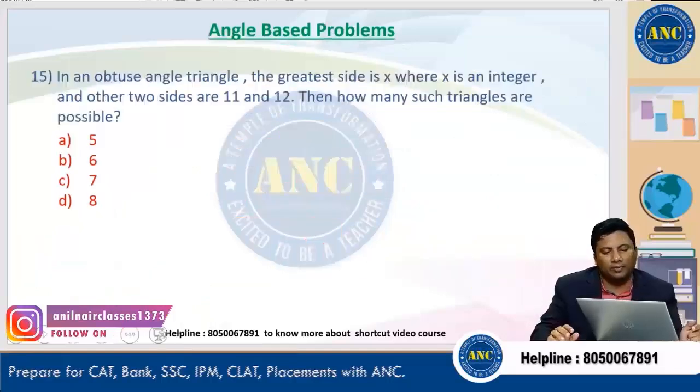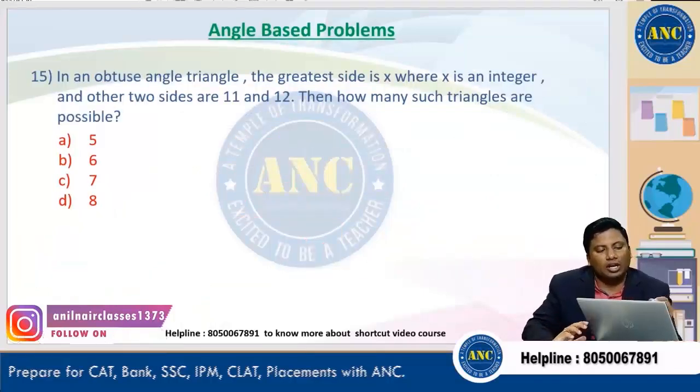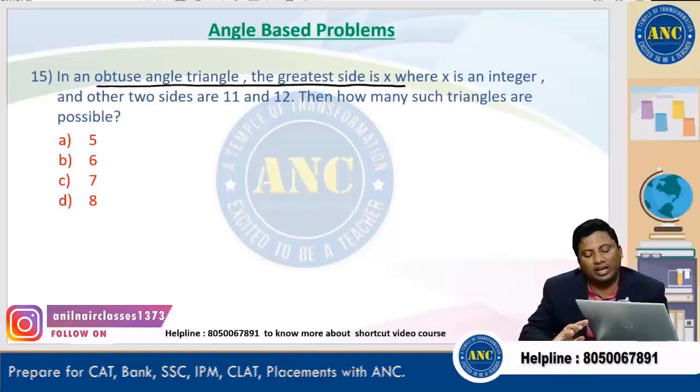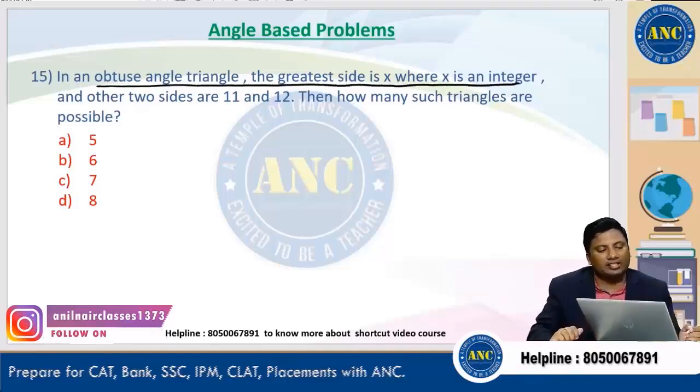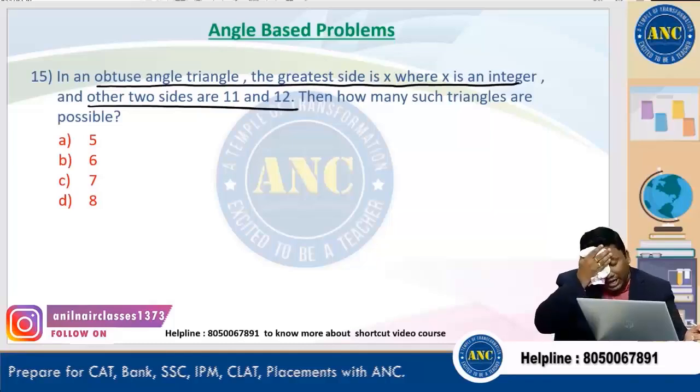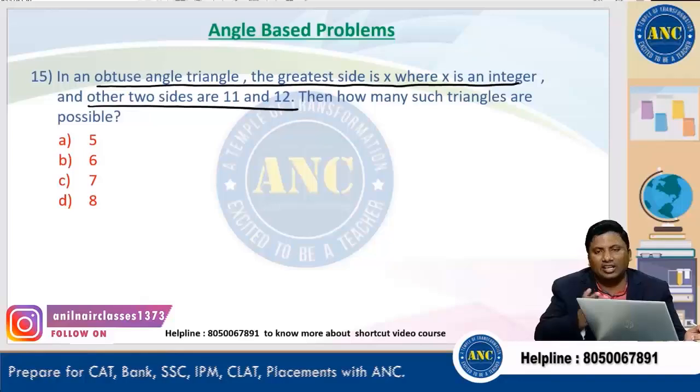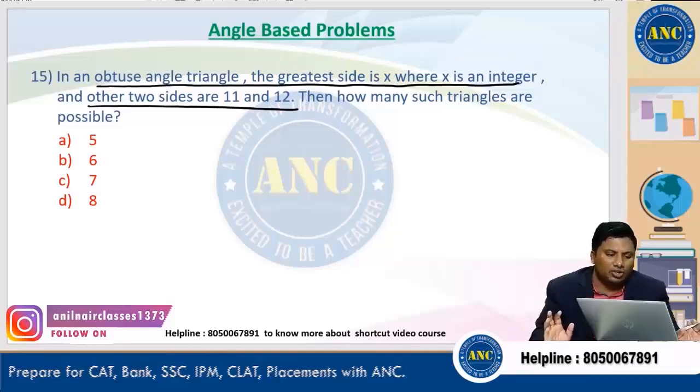14th one. Next one. Let us see another question. In an obtuse angled triangle, the greatest side is x, where x is an integer and the other two sides are 11 and 12. This is an exact question which I took from one of the CAT books. I think this was a doubt asked by a student, and he said that this is from one of the CAT books, with a change in numerical values. The book is by Arun Sharma, I think. I am not interested in the question. I am interested in telling you how I will solve this question.